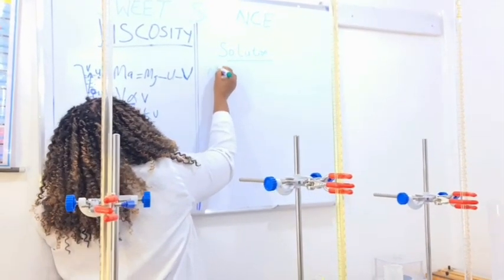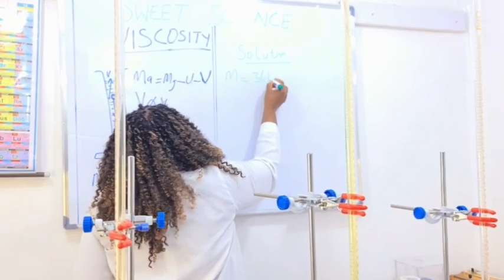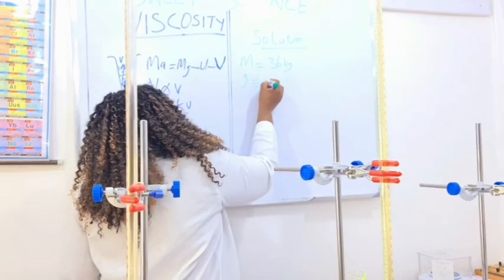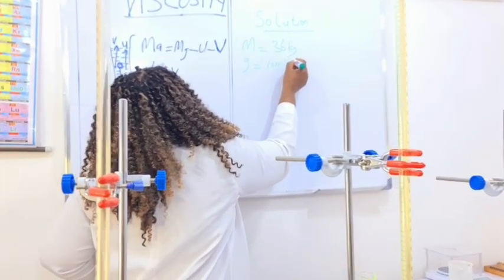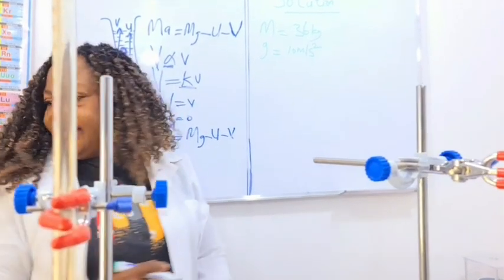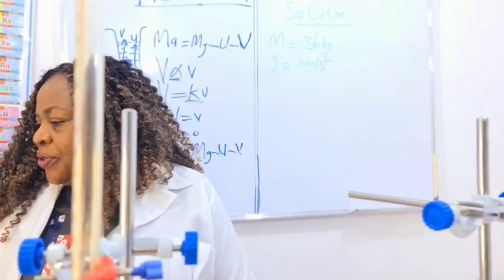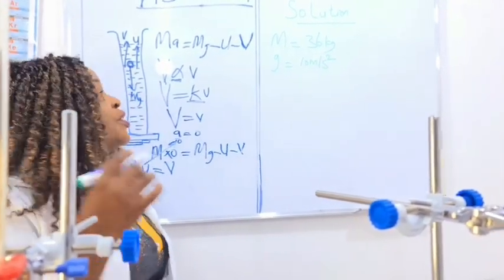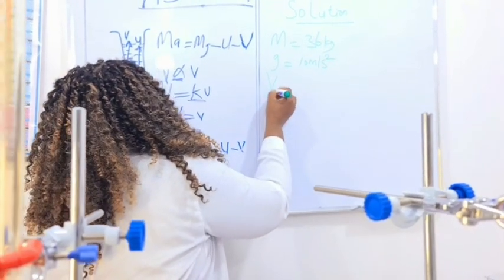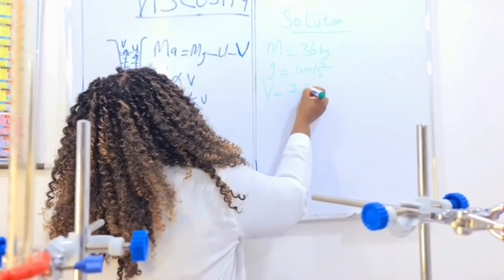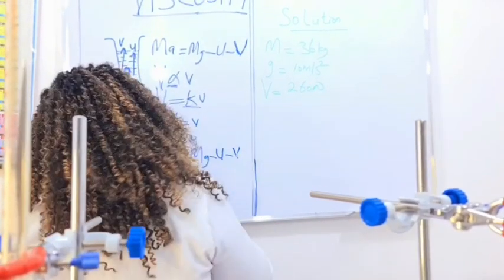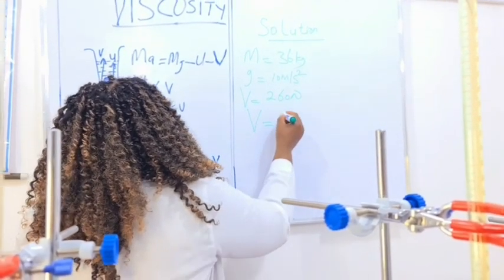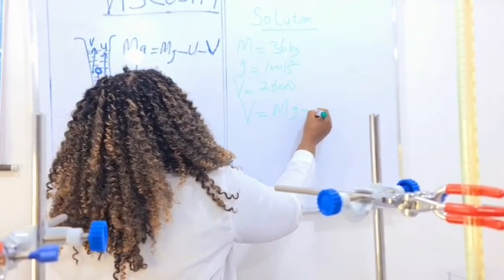Solution. The mass is given as 36 kilogram, and then we are given g to be 10 meter per second squared, and they said through a viscous liquid which offers a drag force. That drag force is your viscous force. So the viscous force is equal to 260 Newton. From our earlier equation, we have that V is equal to mg minus U.